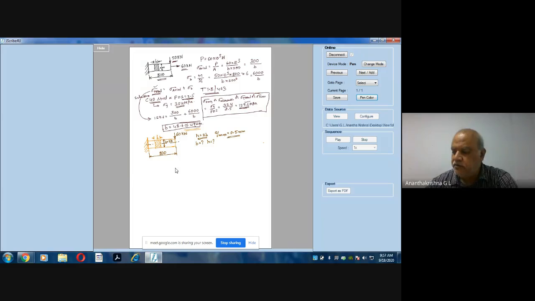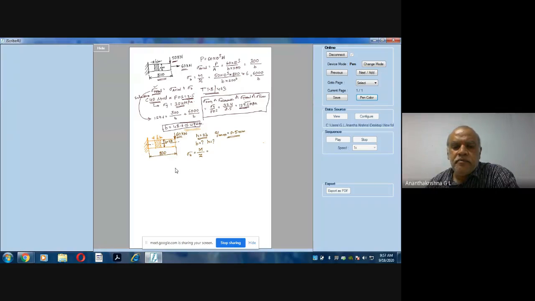Are you there with me? Again, the cantilever beam is subjected to transverse load of 60 kilonewton. What type of stress is there in this? It is going to be bending stress, given by bending moment divided by section modulus. Correct? What is bending moment? Anwar, what is the value of bending moment? What do I substitute here? Anwar, can you tell me?